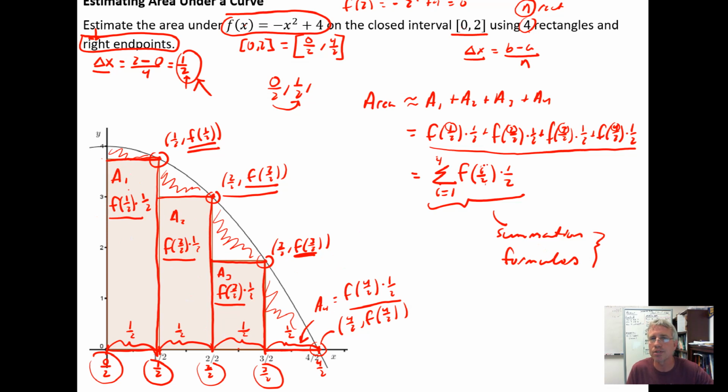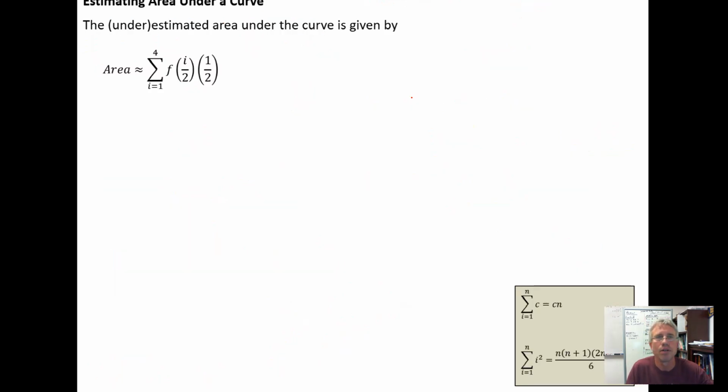So I'm going to move to the next slide and just focus on the calculation that the area is approximated by this summation. So this is just grabbing that result from the previous slide and saying, okay, how do I use my summation formulas to simplify this result? So we know we were finding the area under the curve f of x equals negative x squared plus 4. So my next step would be to rewrite my summation from i equal 1 to 4.